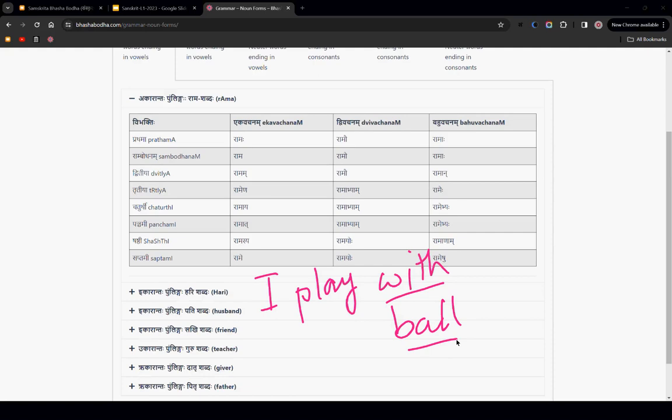Ball is an instrument. So we are calling this an instrumental case because the ball is used to perform this action. The action is indicated by play, and we are using this material or thing to perform this action. So that is why we call this instrumental case.